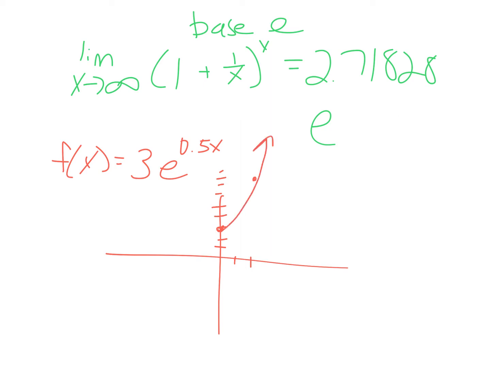What's happened before there? Let's say we have negative 2. Negative 2 times 0.5 is negative 1. e to the negative 1 is 1 over e. So in this case it will be just 3 divided by e, which is a little over 1. So it would be (negative 2, a little over 1).